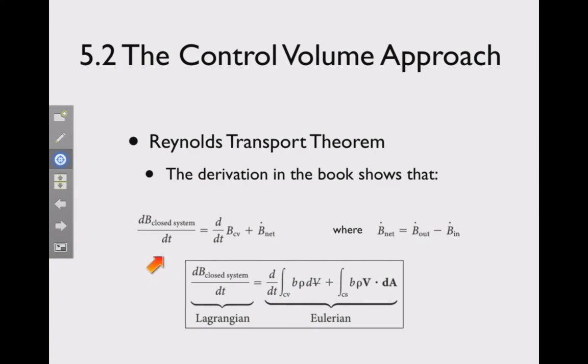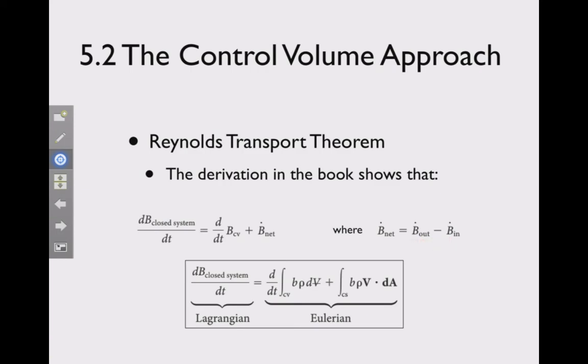So if you want the details of how this is done, you need to read the book carefully. But basically, we have the total derivative of the closed system can be rewritten as d/dt of the control volume, the change in anything, the change in what's in the control volume, plus the net rate of change of that quantity in the control volume. And so what we have, B dot net, is just basically the rate of flow out and the rate of flow in. And remember, the positive sign is on the outflow. Positive is outflow minus whatever comes in.